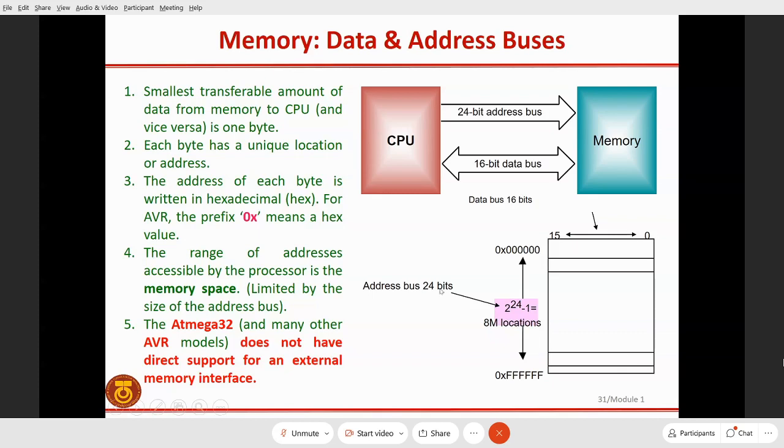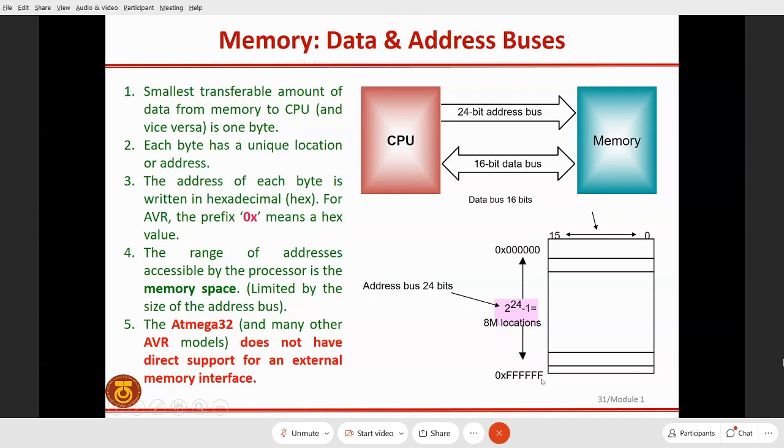So let's look at this. The address bus is 24 bits. This one is in hexadecimal representation, so hexadecimal of 000. Each of these hexadecimal digits is 4 bits, so you can imagine 4, 4, 4, 4, 4, and 4. How many 4s are there? 6 times 4, 24 bits. So there are 24 bits of memory address.